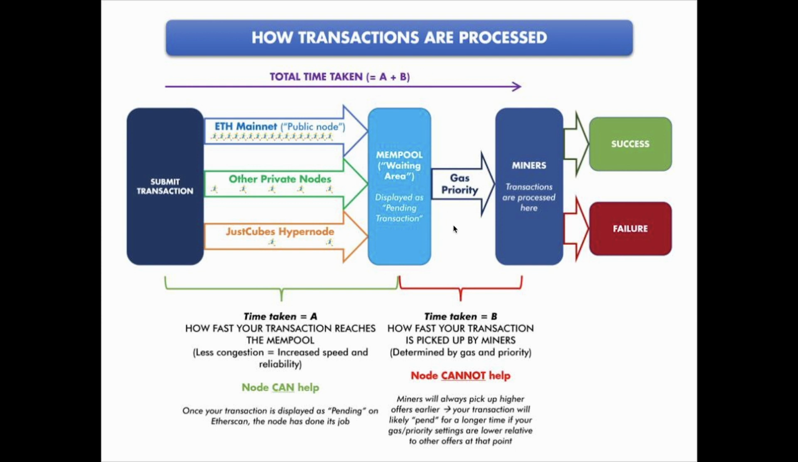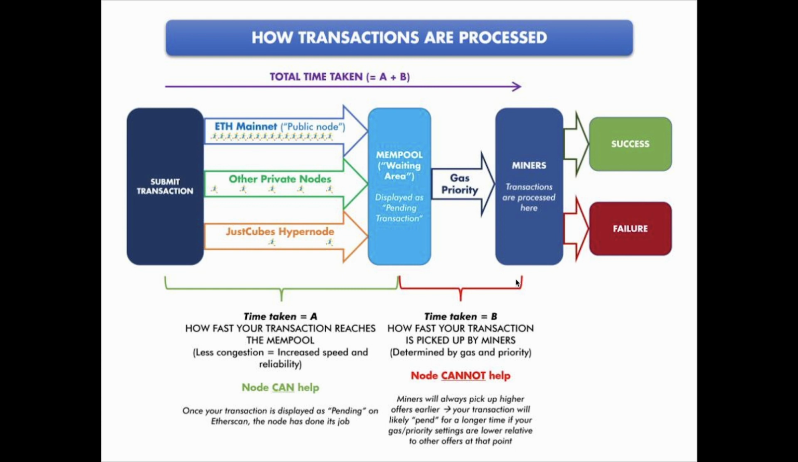Okay, so what's the next stage? After the mempool stage, the transaction will then move on to the miners, and this is where transactions are processed. Let's call this time taken B. Time taken B is basically how fast your transaction is picked up by miners. All of this is determined by gas and priority. And this is the stage where nodes or private nodes cannot help.